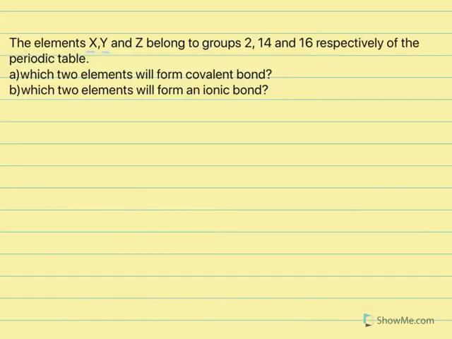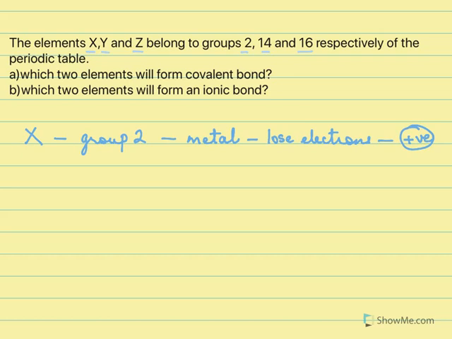The elements X, Y, Z belong to groups 2, 14 and 16 respectively of the periodic table. Which two elements form a covalent bond? So first we'll just examine each one. We have X, and X belongs to group 2. If it belongs to group 2, it is a metal. And remember, metals lose electrons, and on losing electrons they form positive ions.